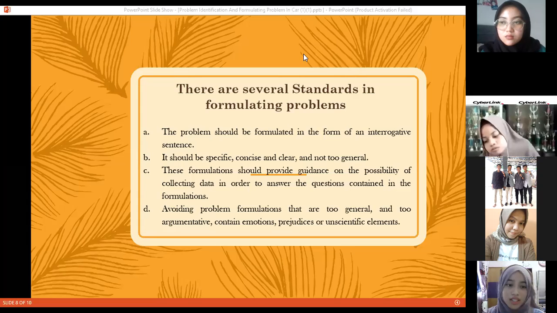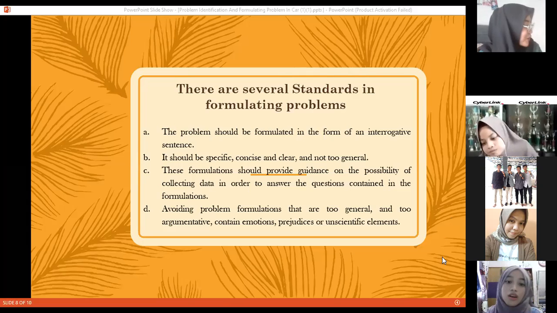The next, the formulation should provide guidance on the possibility of collecting data in order to answer the question contained in the formulation. The last, avoiding problem formulations that are too general and too argumentative, or contain emotions, prejudices, or unclear elements. For example, teaching at Polita Junior High School.